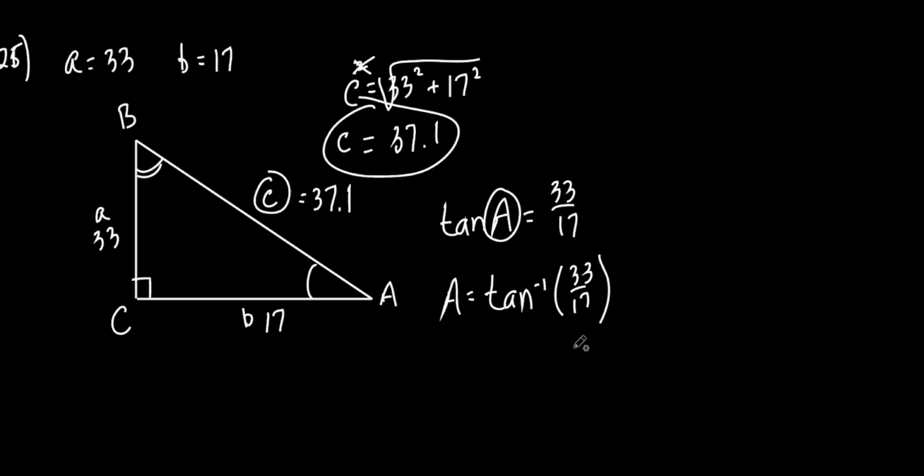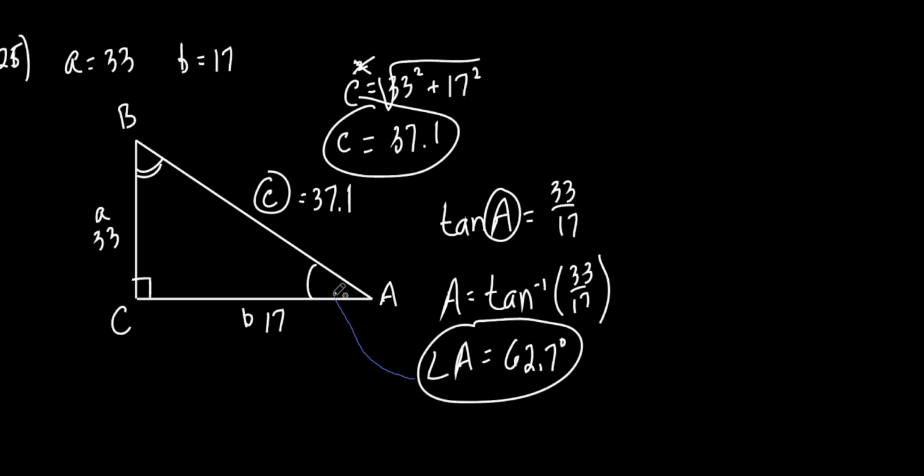So there you go. You got A by itself. So now all we got to do is throw that into a calculator. How do we do that? Second function tangent of 33 divided by 17, close the parentheses, equals 62.7. 62.7, and it's degrees. Why? Because we're finding an angle. So that angle right there is 62.7 degrees.